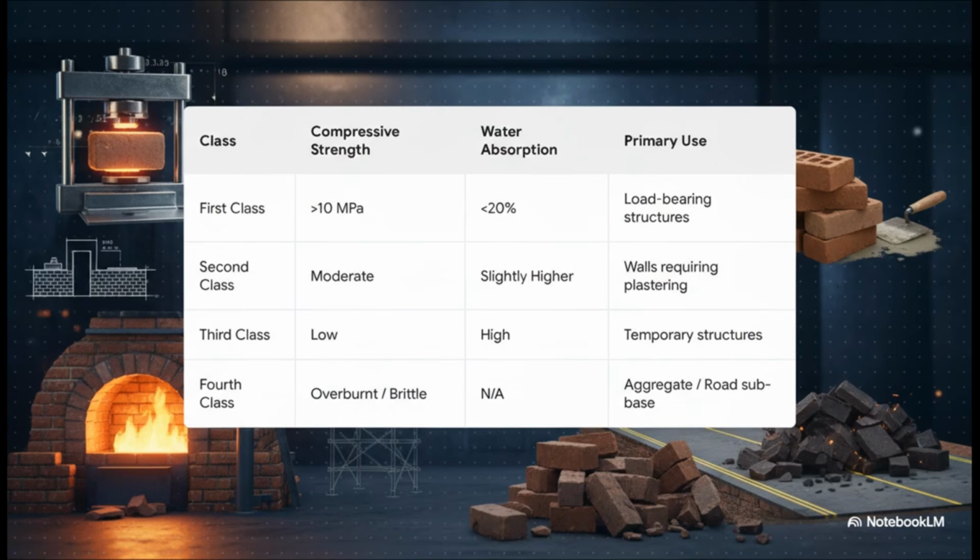First-class bricks are the best of the best. High strength, low water absorption, perfect for exposed, load-bearing walls. Second-class bricks are still good, but they're typically used for walls that are going to be plastered over. Third class have lower strength and are really only for temporary work. And then you have fourth class. These are overburnt, brittle bricks, often called jama, that we can't use for building, but they're perfect for crushing down and using as aggregate in road foundations.